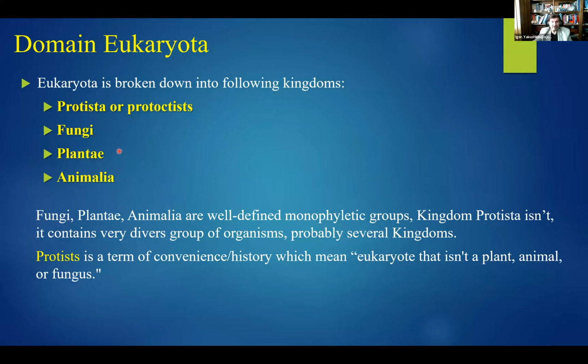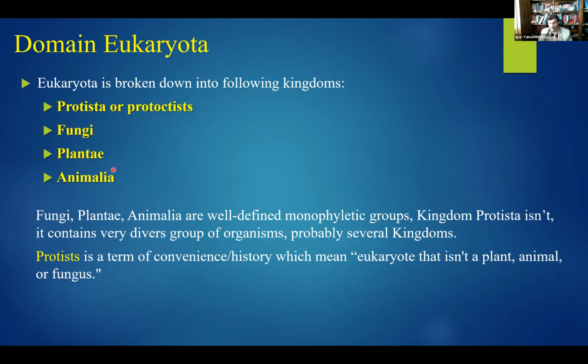So in this particular case, fungi, plant, and animal are very well defined. In order to be an animal, you have to have X and X and X, very specific characteristics. In order to be a plant, there are very specific characteristics. In order to be a fungus, here are the characteristics you should have. Then that particular organism will be in the kingdom of fungi.